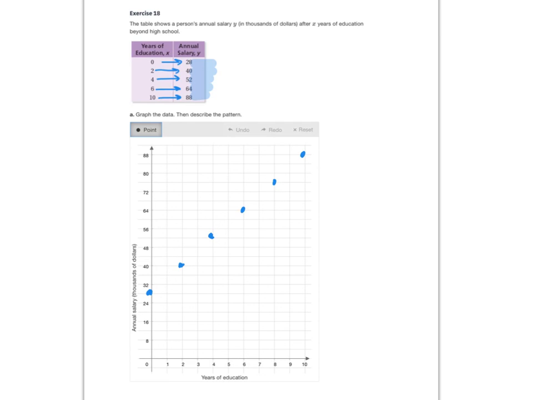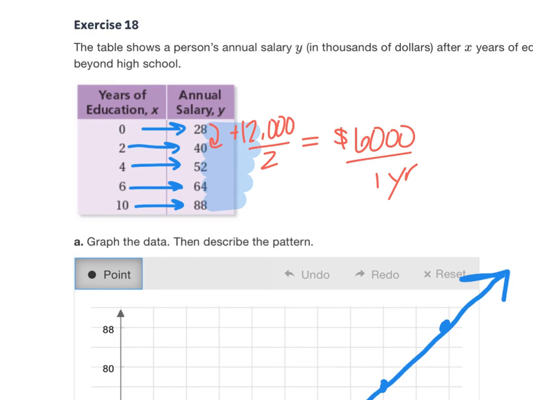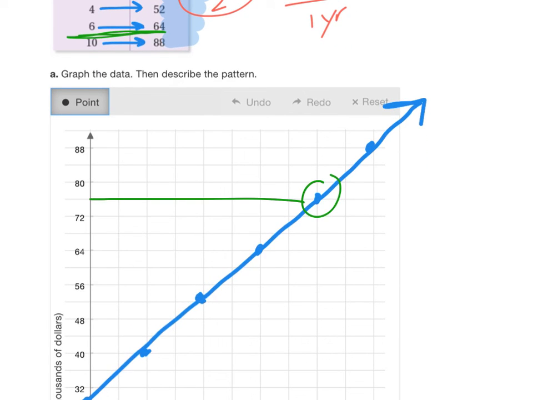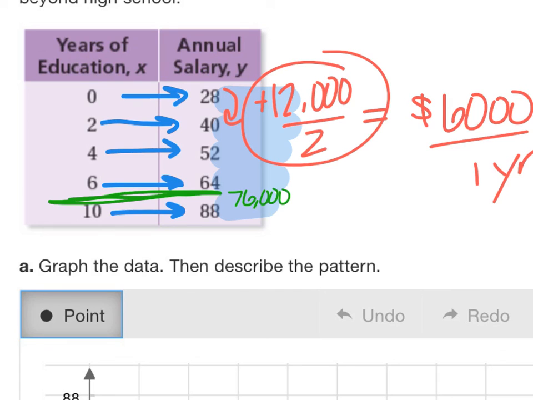So this then is our line. They want you to determine how much money we're making every 2 years of education. You can see that we're increasing by $12,000 every 2 years. Well, 12,000 divided by 2 is 6,000 per year. So every 1 year is going to give us an extra $6,000 of our salary on average. The next question wanted to know, someone who goes to school for 8 years, what are they going to be making? That was the point that we skipped, right? So we can look at the graph, and it was right here at $76,000. That's what would be right between 64 and 88. So that's the next question.